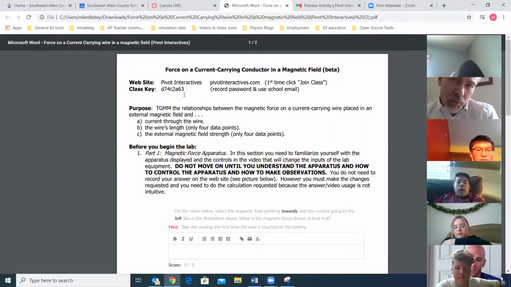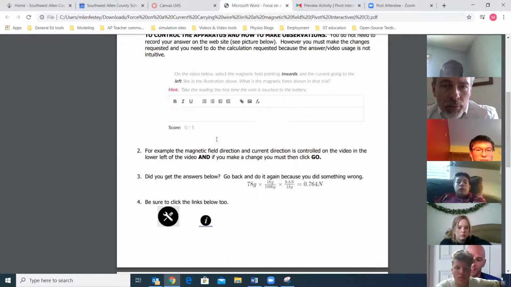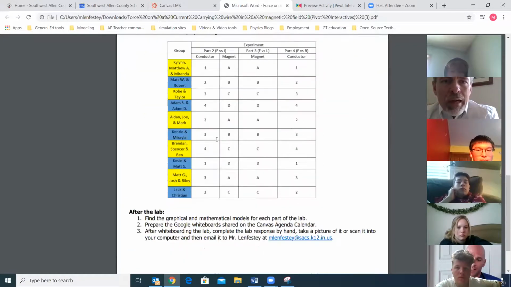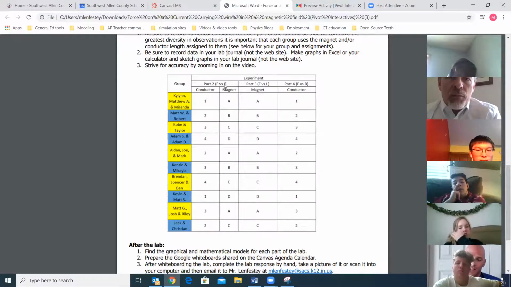The first time you log in, you join, you'll have to give this class code. And I went ahead and assigned this lab. But I think I want to skip over this, although you should read this right here. I'm not going to go through it with you. I want you to see that I've given you some groups. So some of these groups are the same, some of them aren't the same. But specifically what I want you to see is for the 3 different parts of the lab, where we're looking at the effects on the magnetic force from the current, from the length, and from the magnetic field strength.